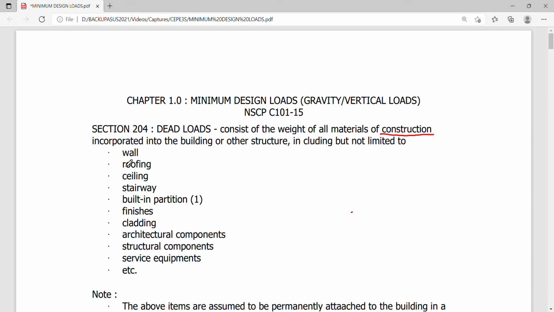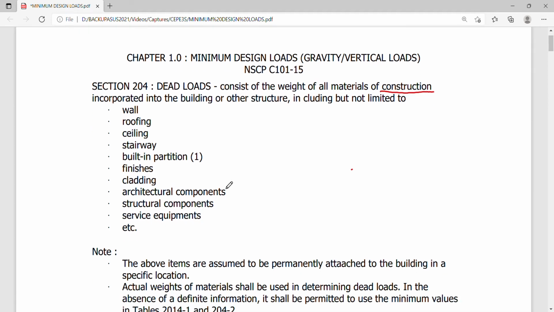Okay, so these are enumerated here, and you will notice that these are structural parts which are very familiar to you for now. So we have the walls, the roof, the ceiling, the stairway, the partition, the finishes, the cladding, the architectural components, the structural components, the service equipments, etc.